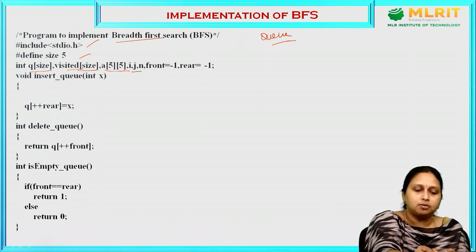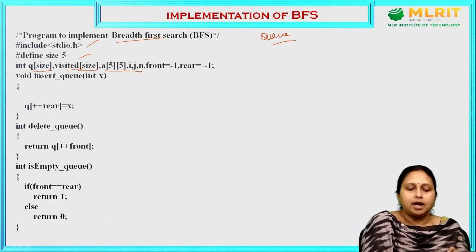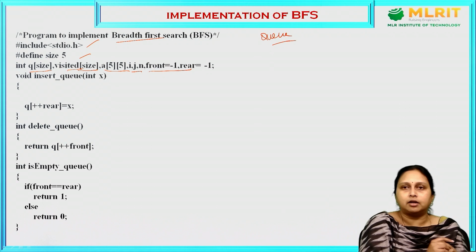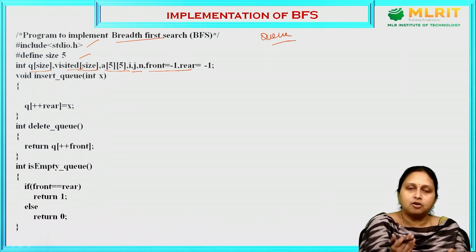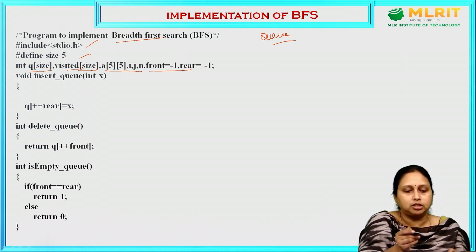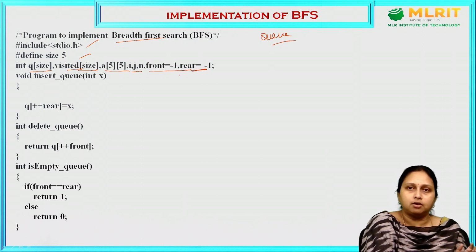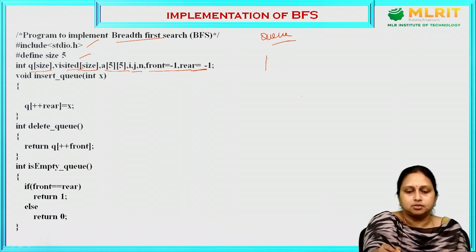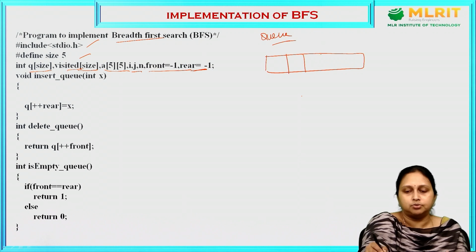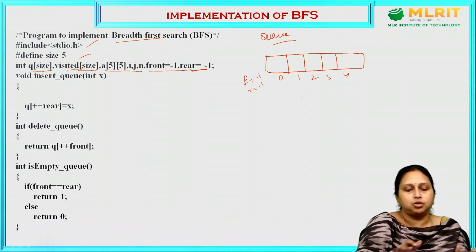These are a few variables we are going to use in the program. We all know that front and rear are the two variables used in the queue data structure. Using the rear end we are going to insert, and using the front end we are going to delete. Front equal to -1 and rear equal to -1 represents that your queue is empty. This is how we represent the queue positions 1, 2, 3, 4, 5, with front pointing to -1 and rear pointing to -1.